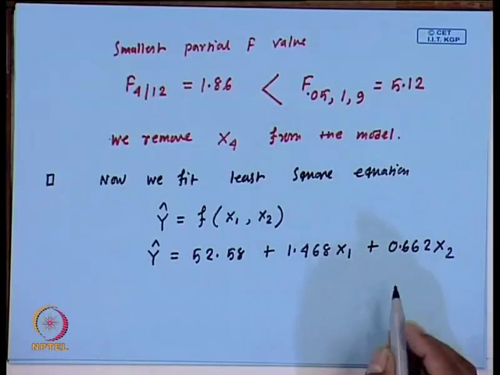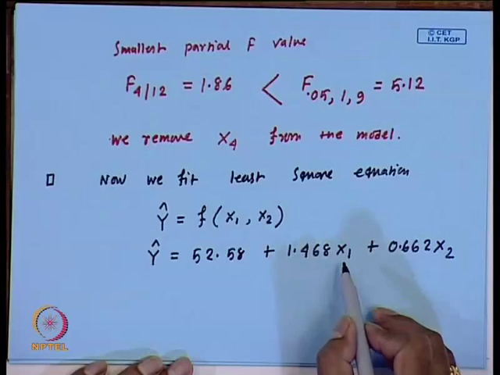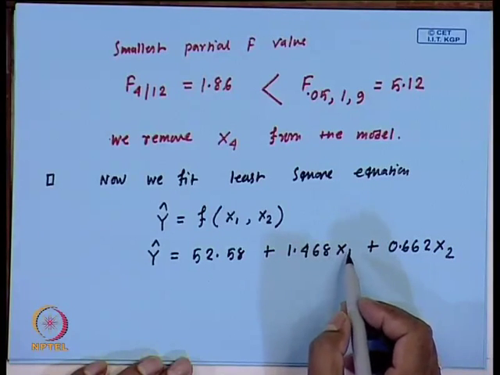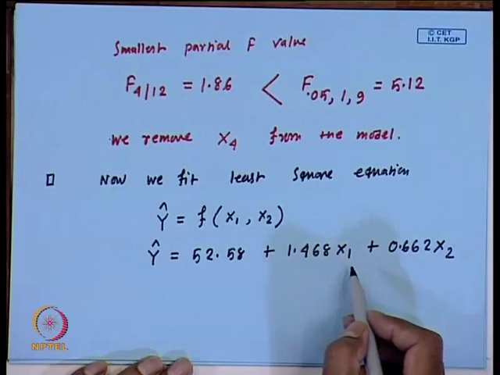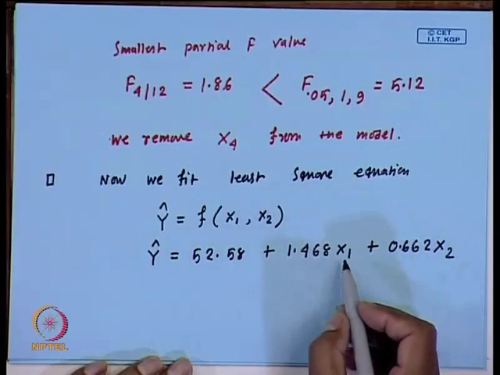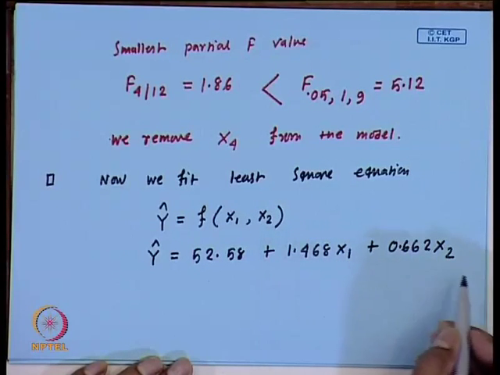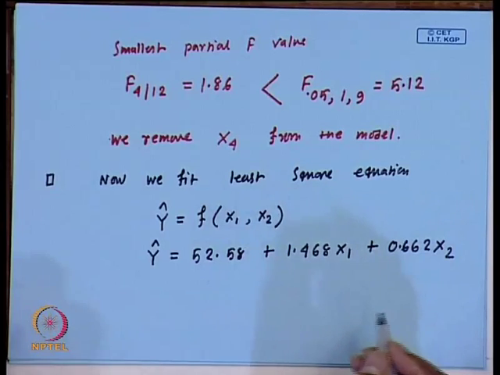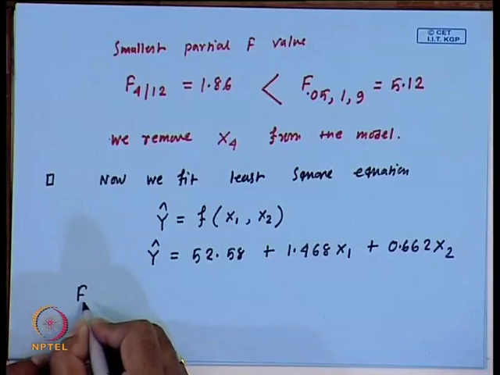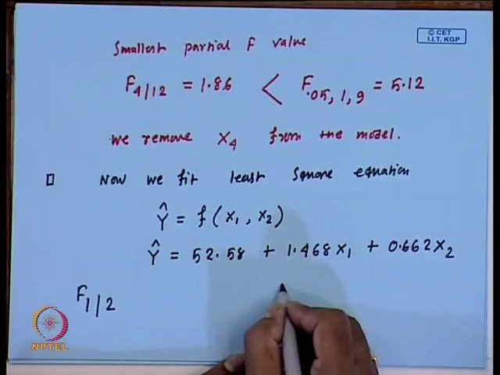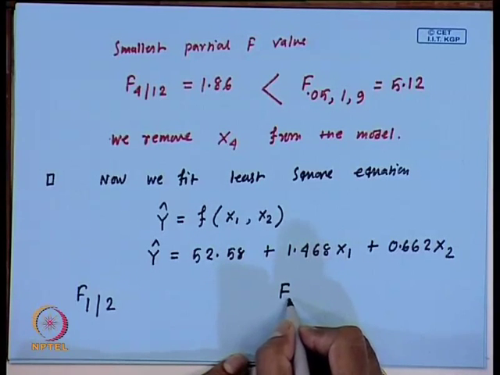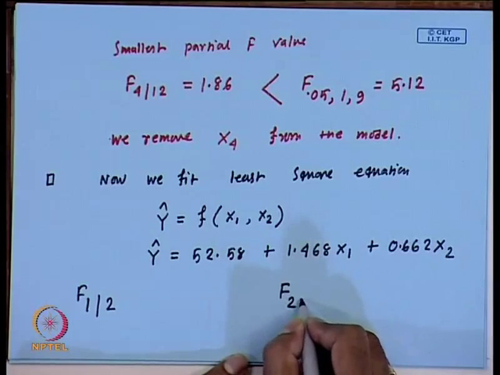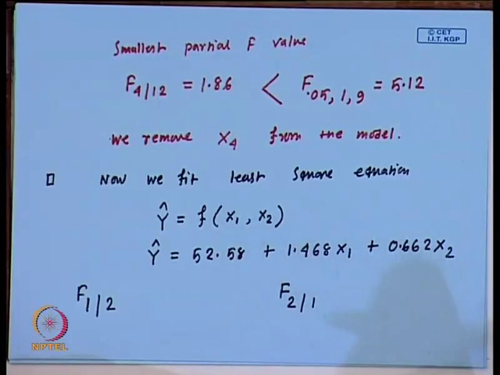Now, again we have a model involving x1 and x2. Now, we need to check whether we can remove any more regressors from this model. That means we have to check the significance of x1 in the presence of x2, and also the significance of x2 in the presence of x1. So, we need to compute two partial F statistics: one is the partial F statistic associated with x1 in the presence of x2, and the other is the partial F statistic associated with x2 in the presence of x1.